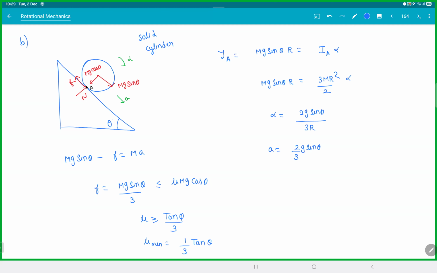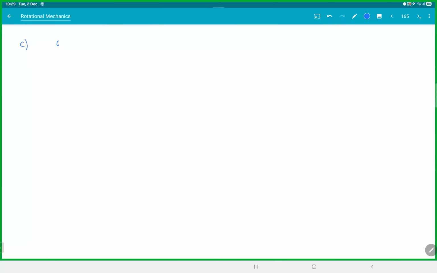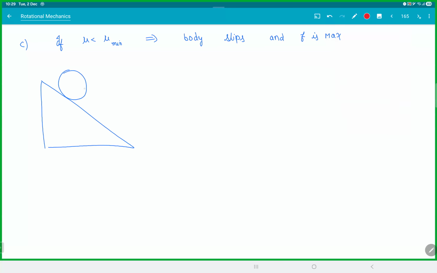What about the third one? If mu is less than mu minimum, that means the body slips, and friction is maximum. So now when you draw the FBD, this will be F max, this will be N, this will be mg cos theta.